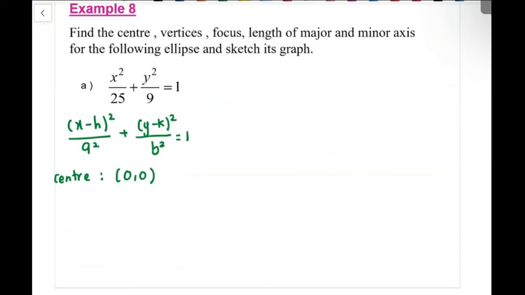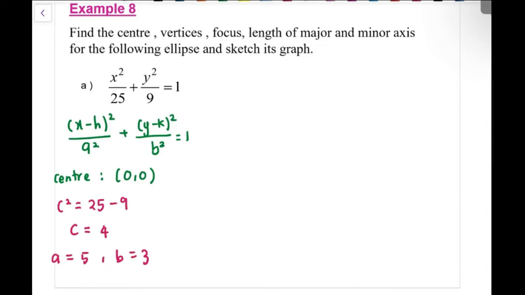Okay. Next one. A squared in this case is 25. B squared is 9, means that our major axis would be A because A is longer. To find C, it would be A squared minus B squared. So we have 25 minus 9. C in this case would be 4. Okay. I just also note here A in this case is 5. B is 3, so that we can find all the coordinate for vertices and foci.